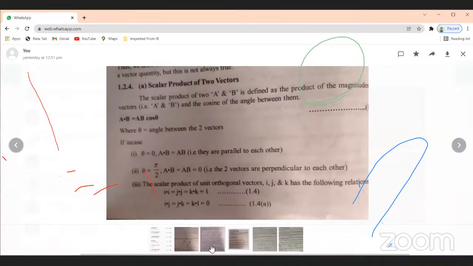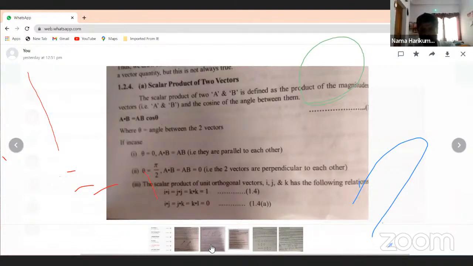Sir, do they obey the commutative property? I mean, is j cross k equal to k cross j? Just wait. After that, we will go to that one.